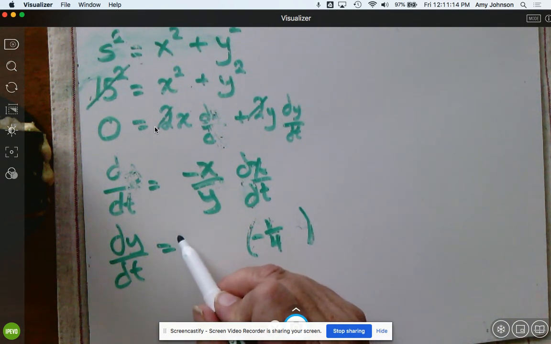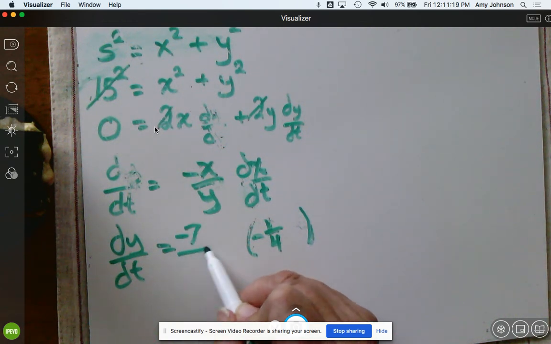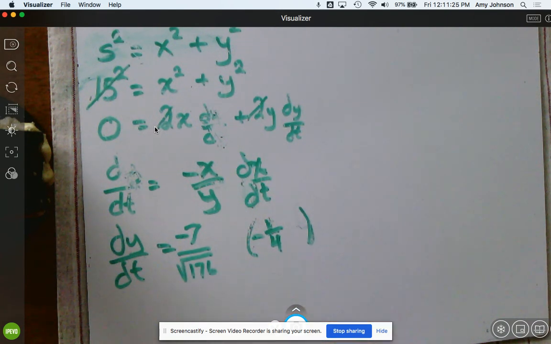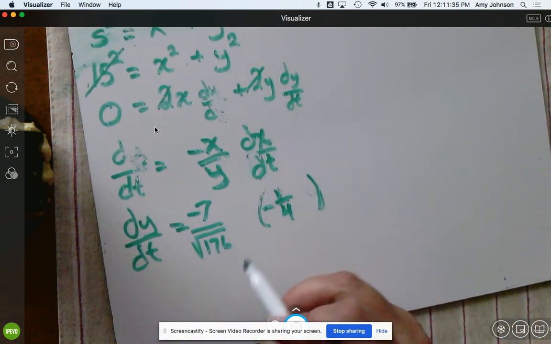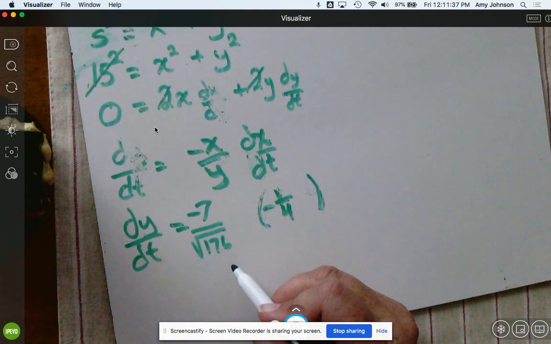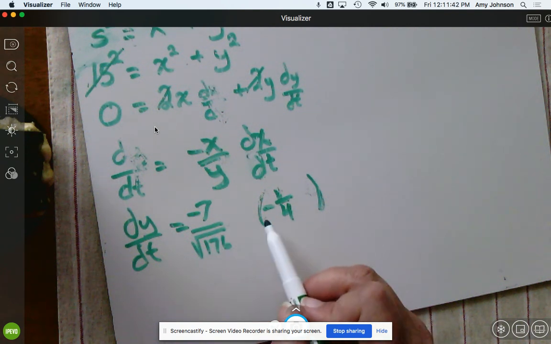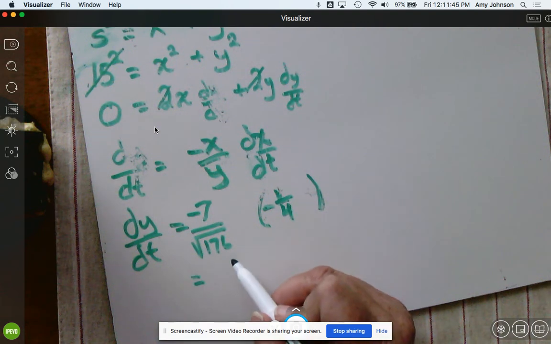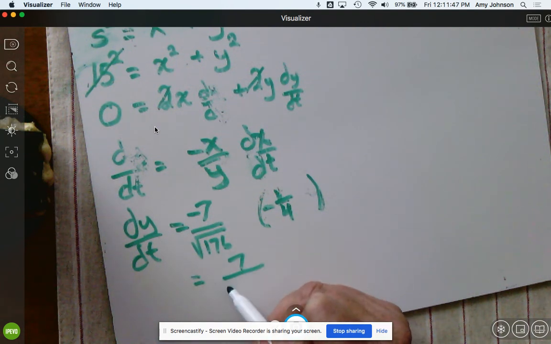So X ended up being 7, so this is going to end up being -7. Again, I'm going to skip units for a minute. Y ends up being root 176 and times -1/4. One thing I like to do is not do square root of 176 until the end, because I don't want to have to round it until the end. Negative times a negative, so I end up with a positive 7/4 root 176.